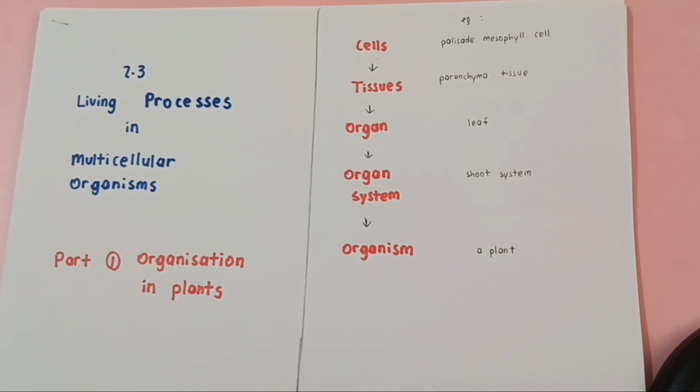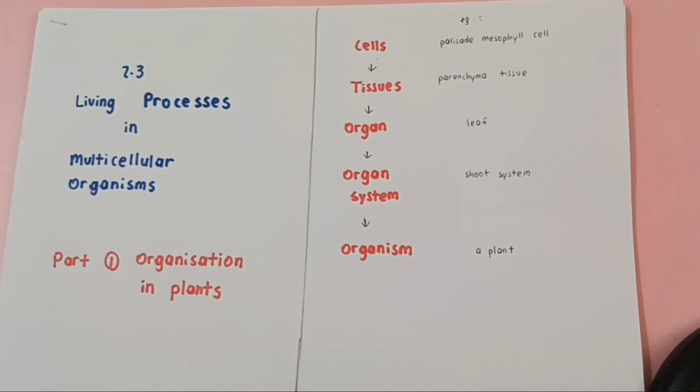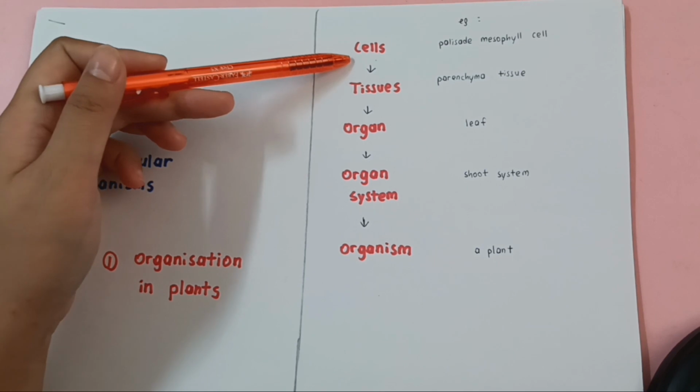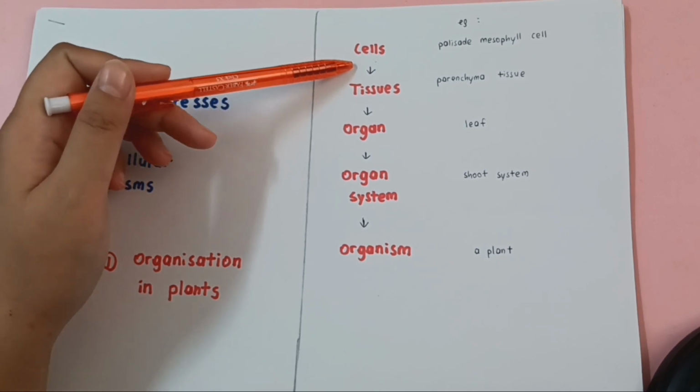Form 4, Chapter 2, 2.3 Living Processes in Multicellular Organisms. Organization in plants. Many organelles combine together to form a cell, and then the cells are specialized into many different types to perform a specific function.